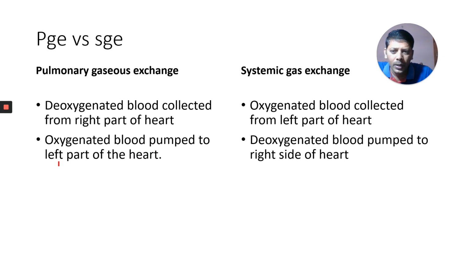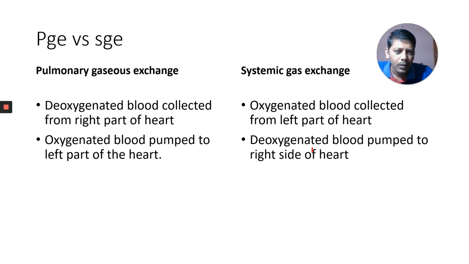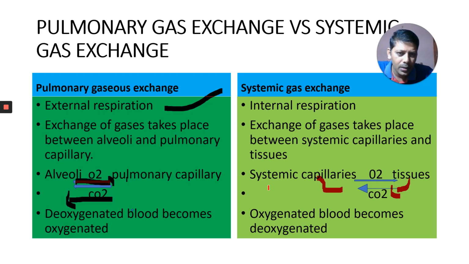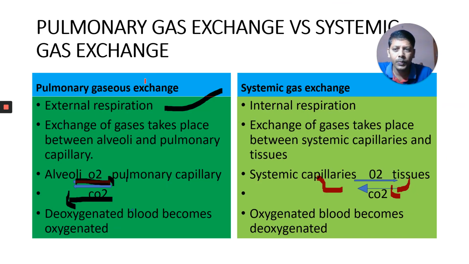Oxygenated blood is pumped to which part? Which side of the heart? Left side. And deoxygenated blood is pumped to the right side of the heart. These are the differences between pulmonary gas exchange and systemic gas exchange. Very, very important.